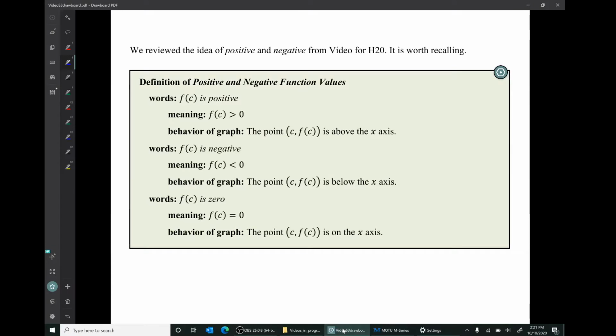Now, we reviewed the idea of positive and negative in the video for homework 20. Remember that a number is positive if it's greater than 0. So if we say that f of c is positive, that means a y value is positive. That means that the point (c, f(c)) is simply above the x-axis on the graph. And if f(c) is less than 0, that means f(c) is negative. That means the point on the graph is below the x-axis. And if f(c) equals 0, that just means that the point (c, f(c)) is on the x-axis.